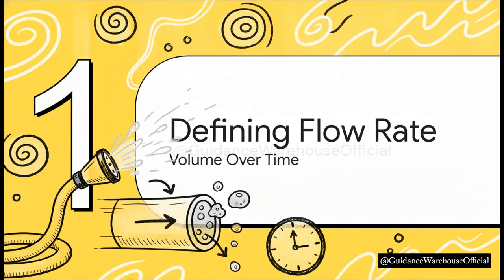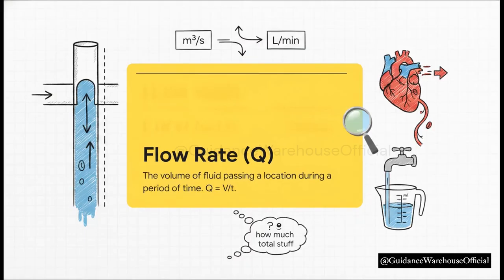Okay, Section 1. Defining flow rate. Before we can solve our garden hose mystery, we've got to nail down the basics. In physics, flow rate, which we represent with a capital Q, is just the volume of fluid passing a specific location during a set period of time. The formula is beautifully simple. Q equals V divided by T.